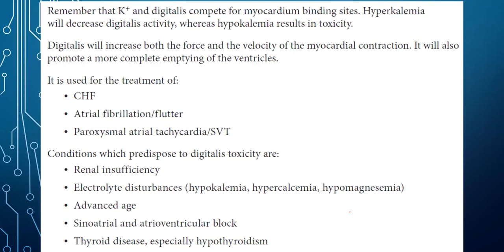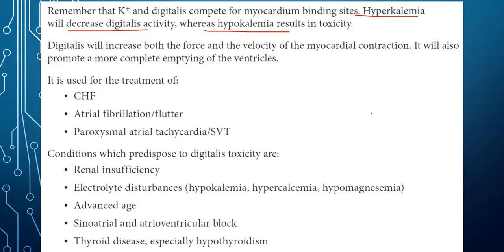Now if there is hyperkalemia, so if there is increased potassium in the interstitial fluid, more and more potassium will be able to go inside the cardiac muscle. And digitalis or digoxin will not get enough space to go in. So if there is hyperkalemia, increased potassium can reduce the digitalis activity. Whereas if it's hypokalemia, so if your interstitial fluid has low potassium, at that time digoxin will be able to get into the cell more easily, and it can increase the digoxin toxicity chance. So that's what you need to remember.